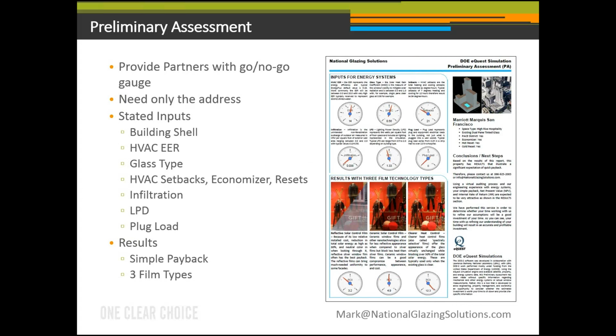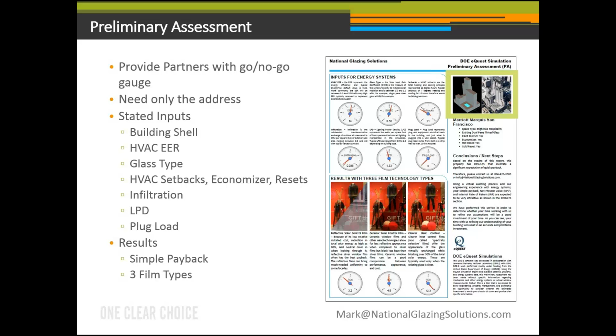The PA is a specific type of energy modeling summary, and it was designed to provide our partners with a kind of go, no-go gauge to decide whether they should spend any time and effort investigating a particular building for energy savings in window film. In order to provide a PA, all we need is the address.